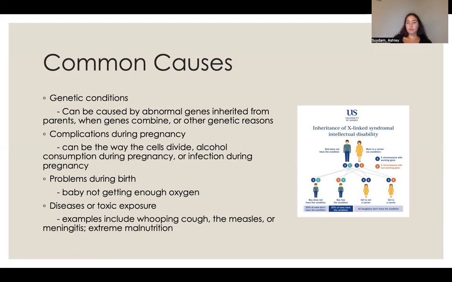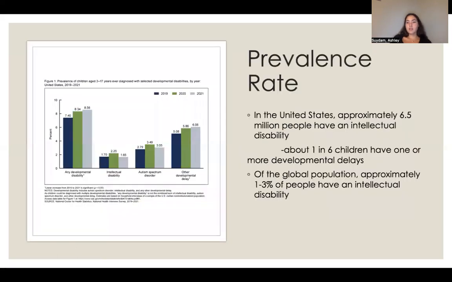Also, problems during birth, which could be the baby not getting enough oxygen, or diseases and toxic exposure, which the examples are whooping cough, the measles, meningitis, or extreme malnutrition. The prevalence rate in the United States is approximately 6.5 million people, and that's about 1 in 6 children that have one or more developmental delays. Of the global population, it's approximately 1 to 3% of people that have an intellectual disability.